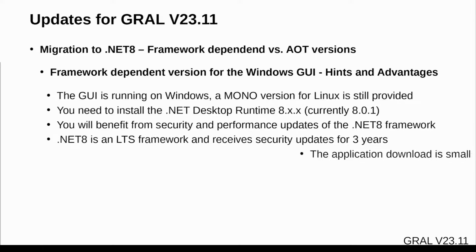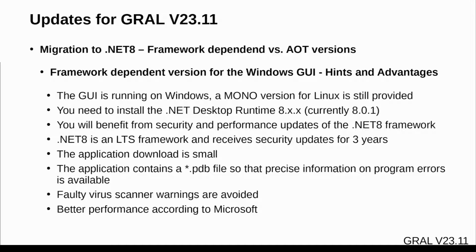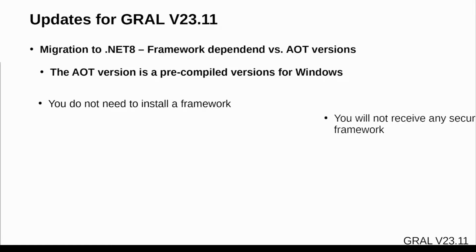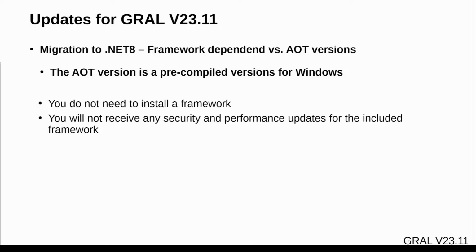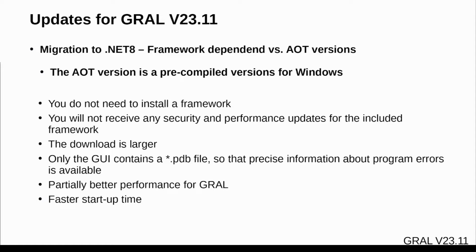and the other points are almost the same as for GRAL. The AOT version is a pre-compiled version for Windows. You do not need to install a framework. You will not receive any security and performance updates for the included framework. The download is larger. Only the graphical user interface contains a PDB file. You will get better performance for GRAL in some cases, and you will have a faster startup time.